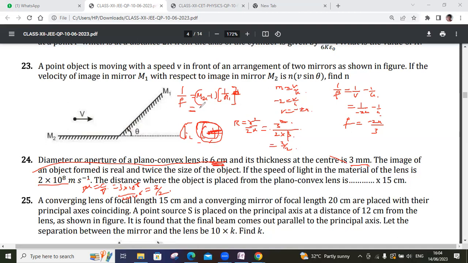So this becomes 3 by 2 minus 1, 1 by 2, into 1 by r. Oh, thickness is in mm. Then this becomes 0.3 centimeter, or 3 into 10 power minus 1. So r becomes 30 by 2, 15. So 1 by f will be 1 by 30. Then with f equal to 30, the u will become minus 45. So 45 means 15 into 3. Answer is 3.